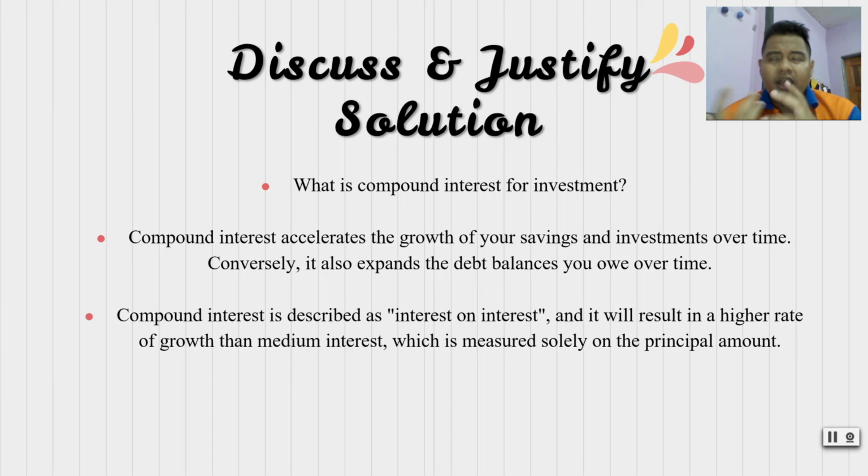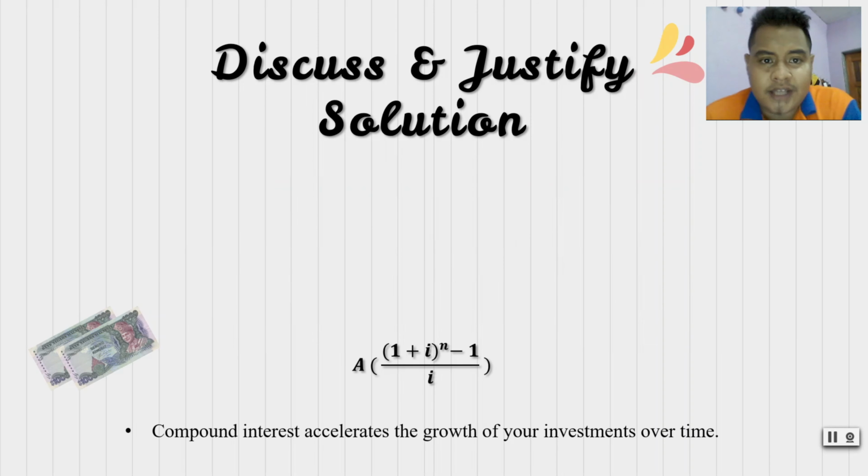So, compound interest is calculated not on your initial deposit, but on your accumulated value. This means that you make additional money in interest on top of your investment contribution. So, for illustration, we can go to the next slide.